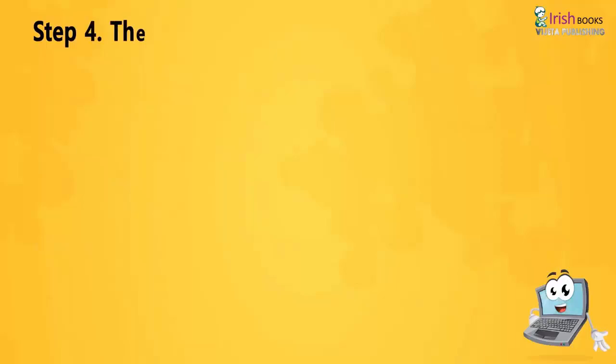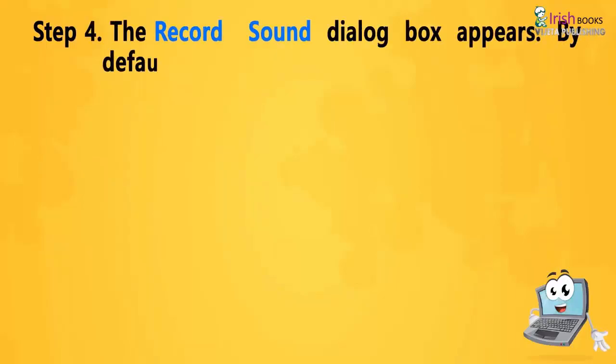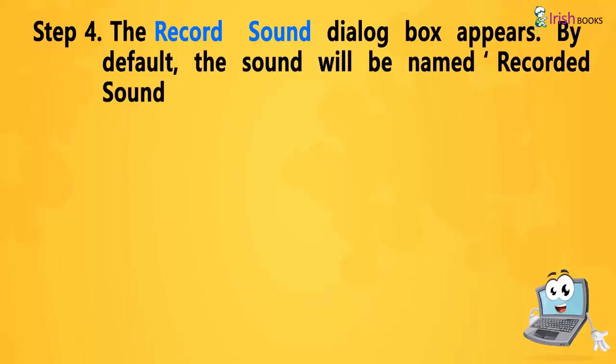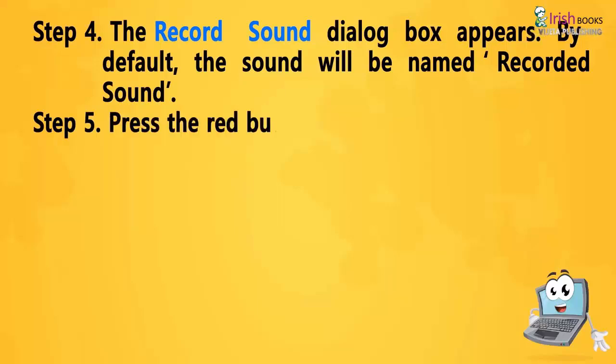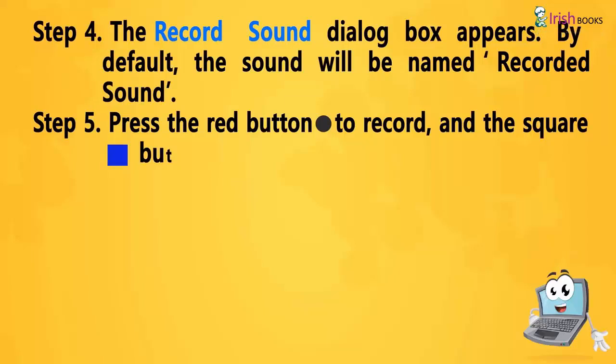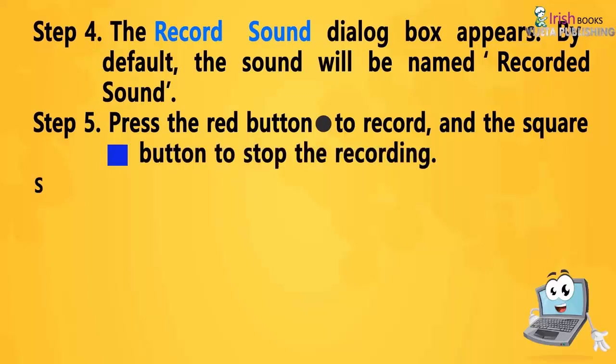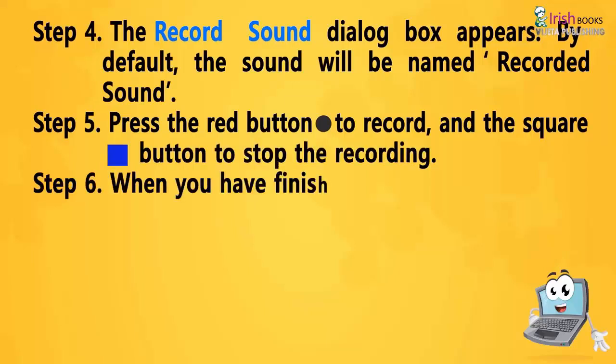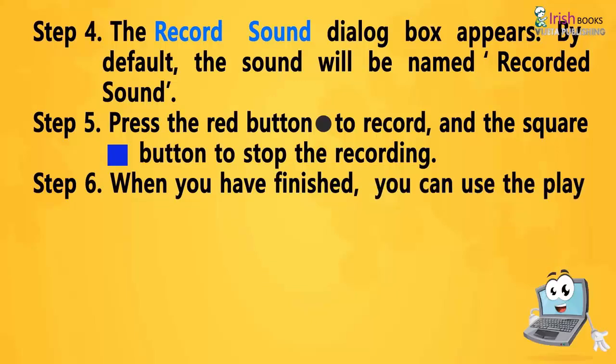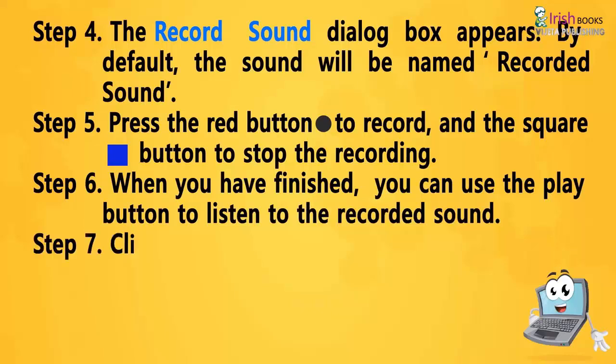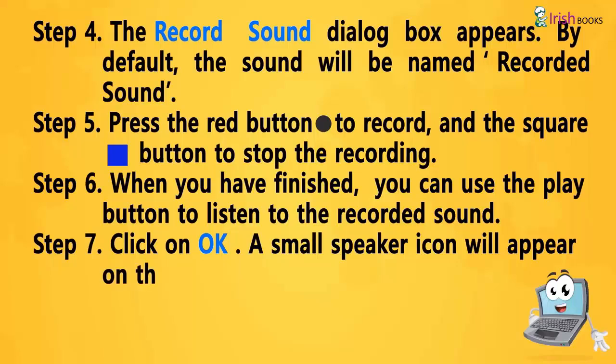Step 4. The Record Sound dialog box appears. By default, the sound will be named Recorded Sound. Step 5. Press the red button to record and the square button to stop the recording. Step 6. When you have finished, you can use the play button to listen to the recorded sound. Step 7. Click on OK. A small speaker icon will appear on the slide.